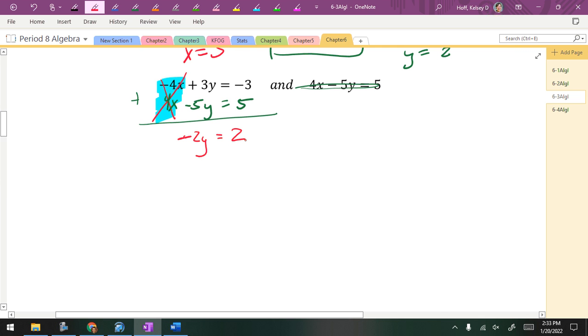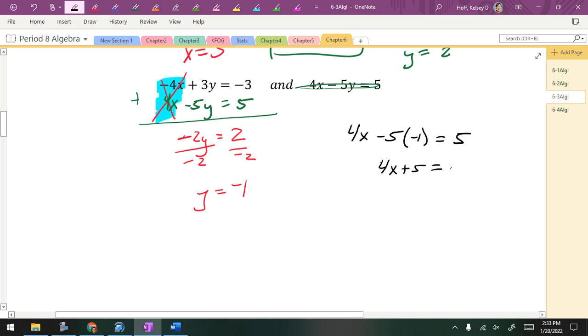Then I divide by negative 2, so y equals negative 1. Negative 4x or positive 4x? Positive. 4x minus 5 times negative 1. You can plug it into that one, that's fine. You'll get the same answer. Negative 5 times negative 1, positive 5.